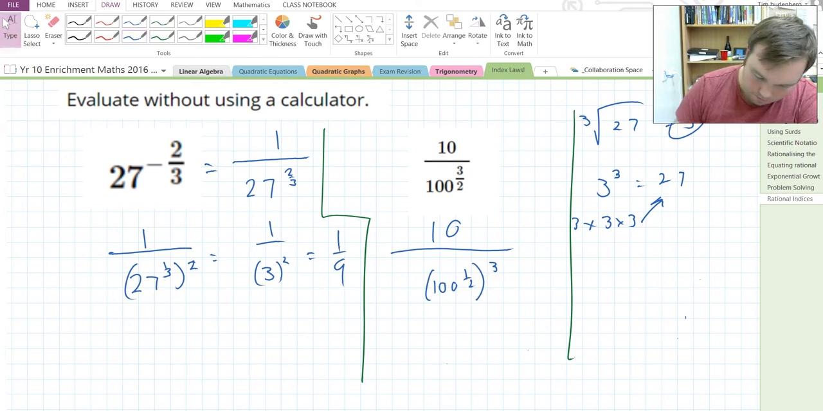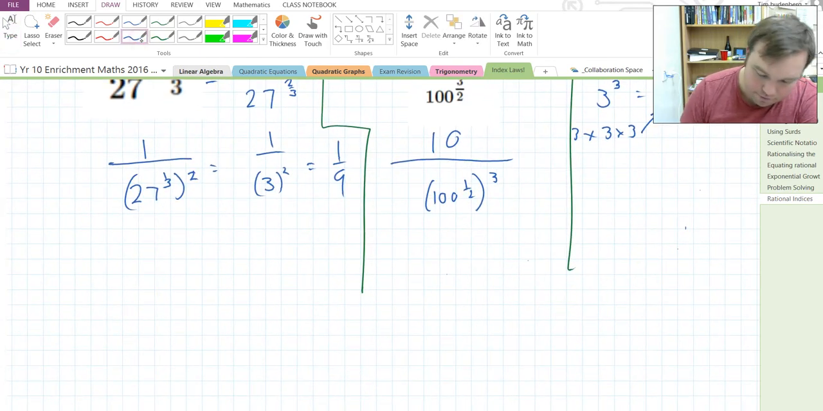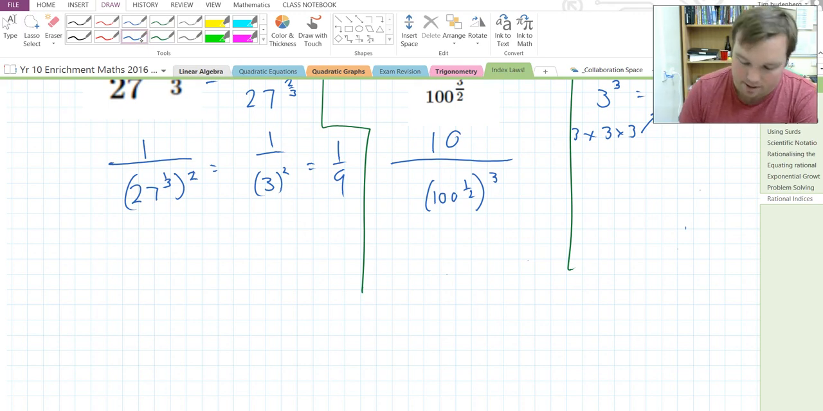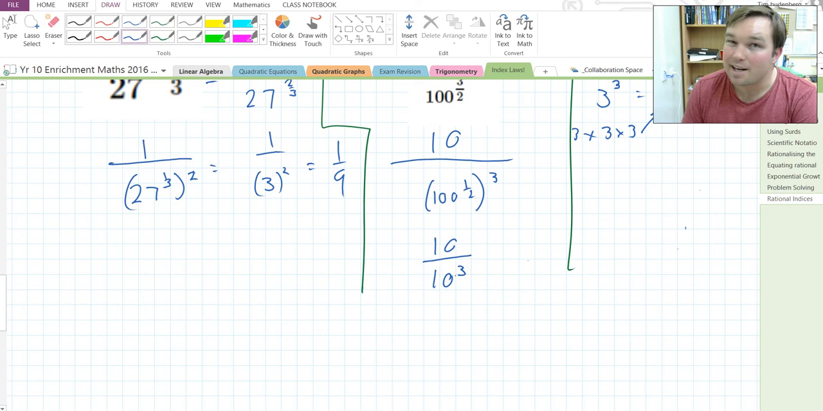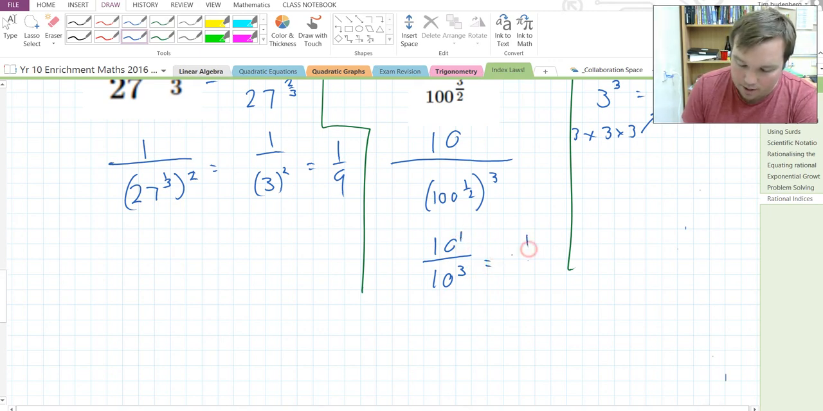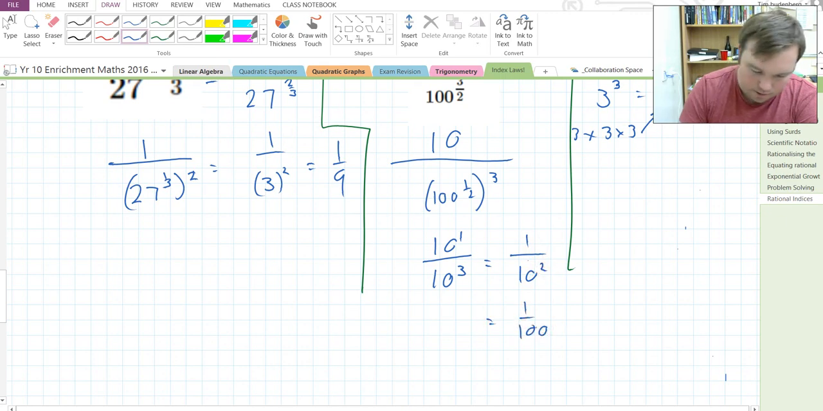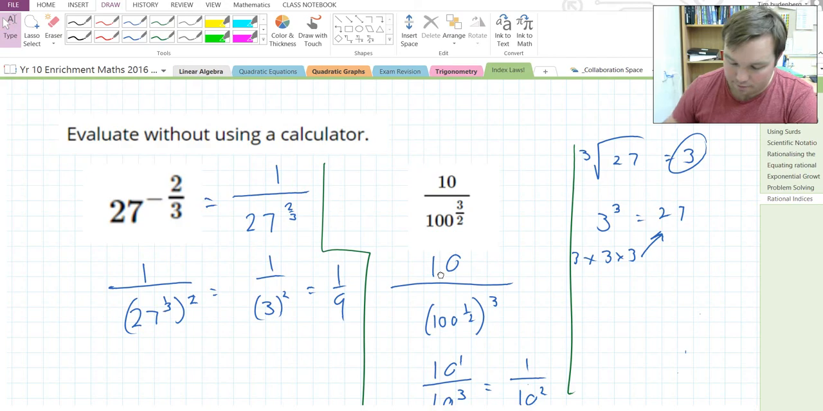Now, 100 to the power of a half is the same as the square root of 100, which is 10. So really we have 10 over 10 to the 3. Now it gets more interesting, because you have 10 to the 1 over 10 to the 3 will be 1 over 10 to the 2, which is 1 over 100. So written and simplified, evaluated.